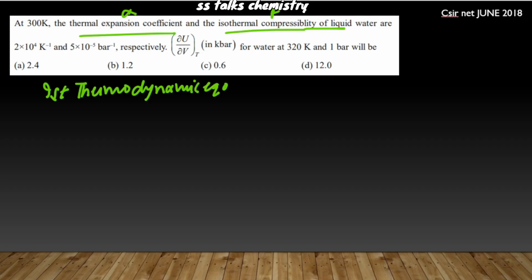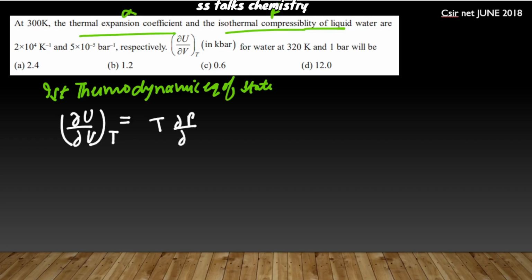Thermodynamic equation of state. Majority of the equations you will be acquiring from these equations of state only. So, del U by del V at constant temperature is going to be equal to temperature into del P by del T at constant volume, minus the pressure. So this is the expression that we have.